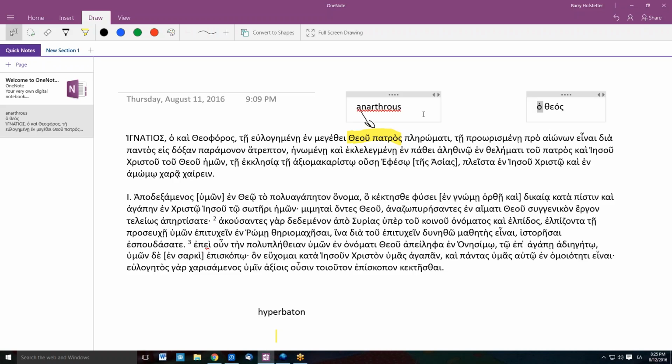And what's it doing in relationship to megethei?